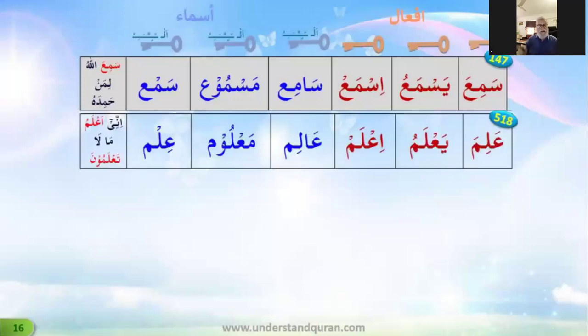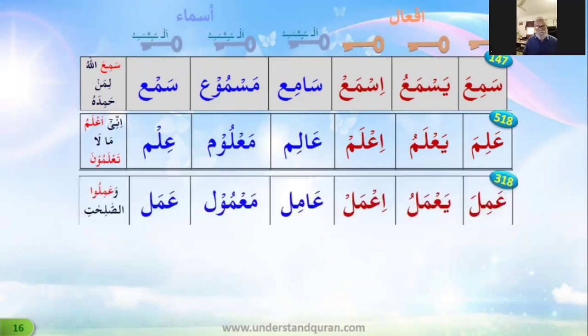The next is alima, ya'lamu, i'lam. Alimun, ma'lumun, ilmun. And ain lam mim is the root letter, Bab Samia. And the reference ayah is Inni a'lamu ma la ta'lamun. Amila, ya'malu, i'mal. Amilun, ma'mulun, amalun. And ain mim lam is the root letter, Bab Samia. The reference ayah is wa'amilus salihat.